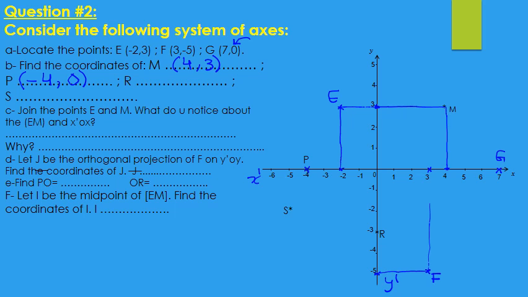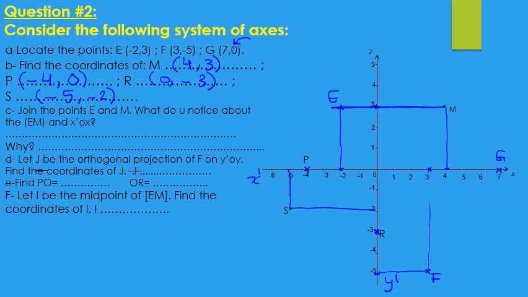R belongs to the y-axis, so it has an abscissa 0 and an ordinate minus 3. S, we draw an orthogonal projection from S down to the x-axis and from S to the y-axis. So S has an abscissa minus 5 and an ordinate of minus 2. Now in part C, we should join the points E and M. Let's join the 2 points E and M.